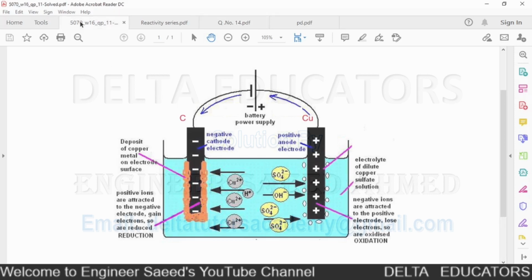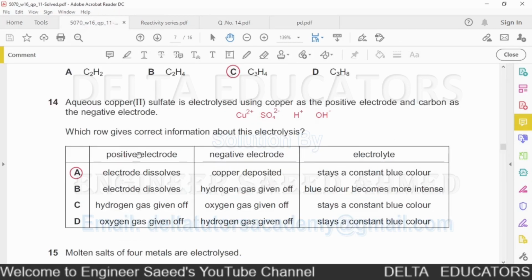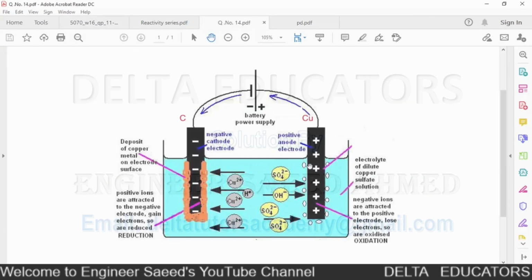So what is given here in this option for the positively charged electrode? Electrode dissolves. So this one is also correct. When copper is converted to copper ion, in other words, we can say that this copper electrode is dissolved into the solution.